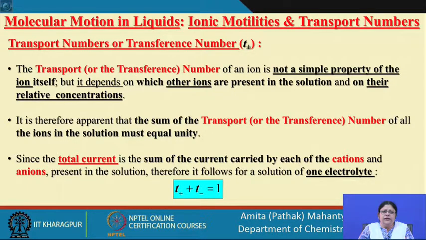So, in other words, we can say the total current is the sum of the current carried by each of the ions, the cations and anions present in the solution. Therefore, for one type of electrolyte in solution, we have T plus and T minus should be equal to 1. It makes sense because these both are fractions and the fractions should add up to becoming 1 when the total current is considered, right.